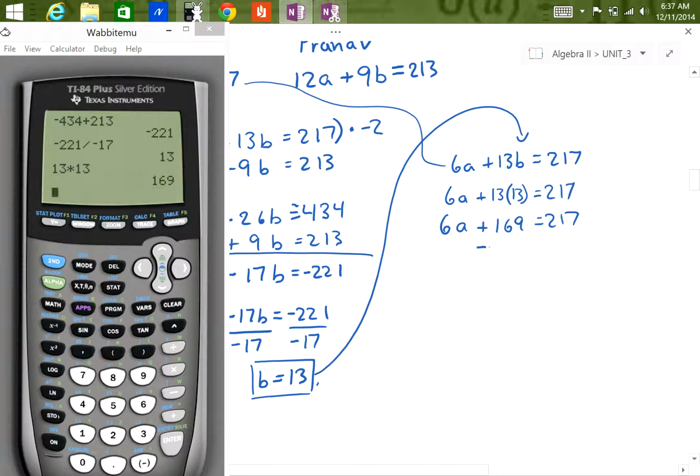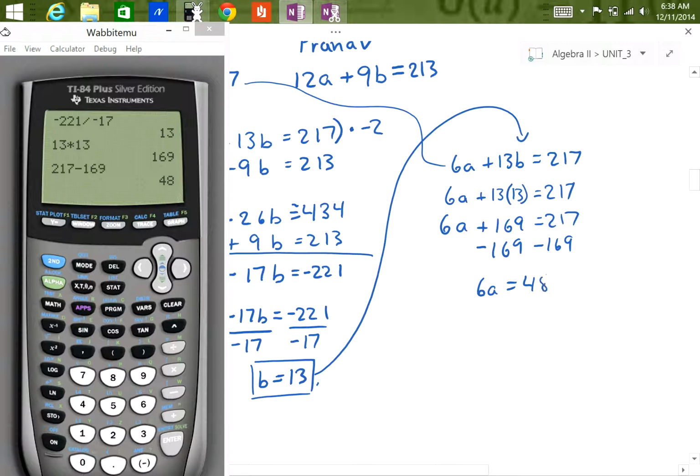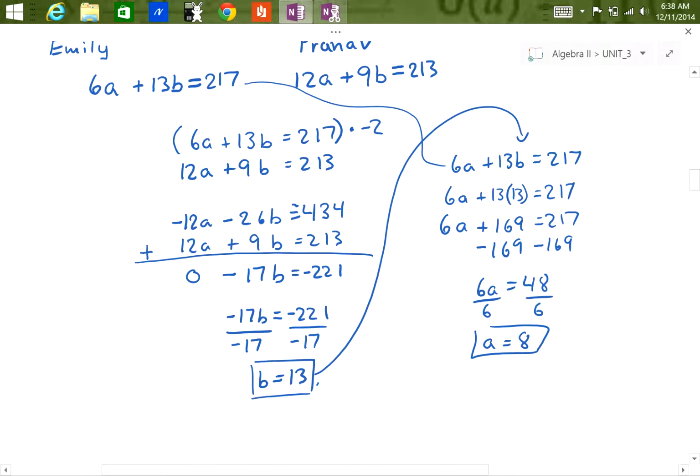Finishing solving for a, subtract 169 from both sides. 6a equals 217 minus 169. I believe that's going to give us 48. There it is, 48. Finishing off, divide by 6. a equals 8. So we set up a system of equations based on the information we know, plugging that information into our governing equation, and solved the system of equations to find out that b is equal to 13 and a is equal to 8.